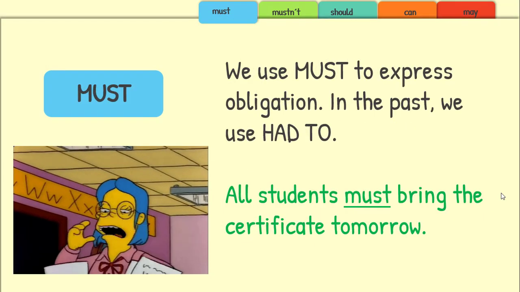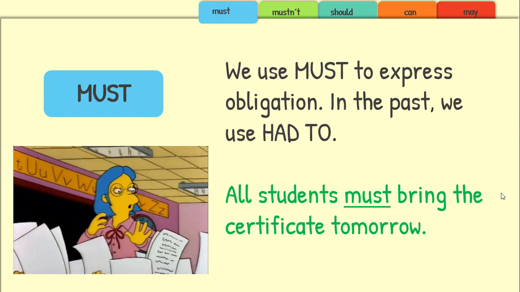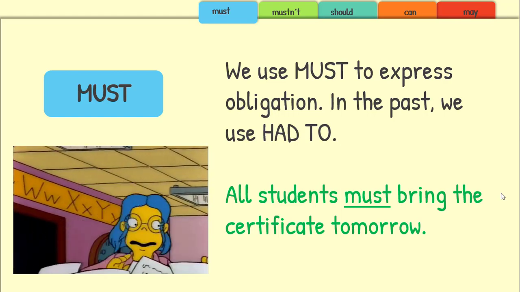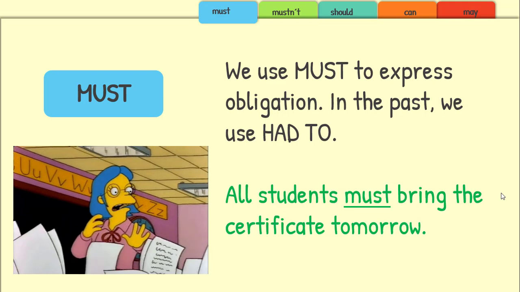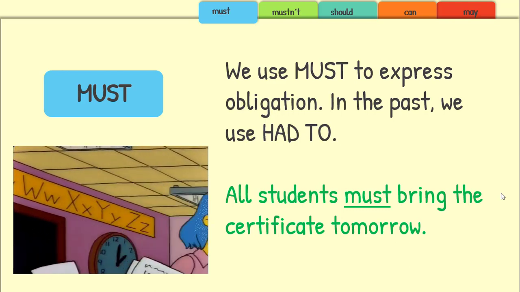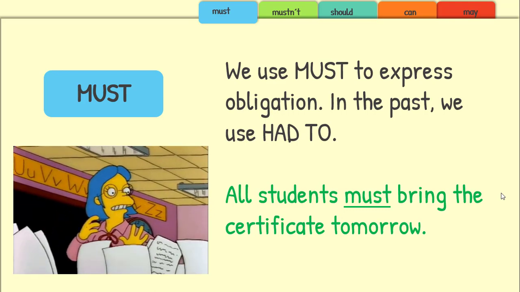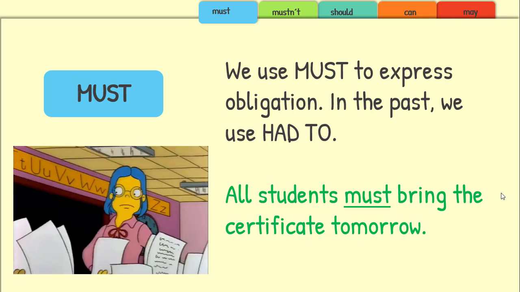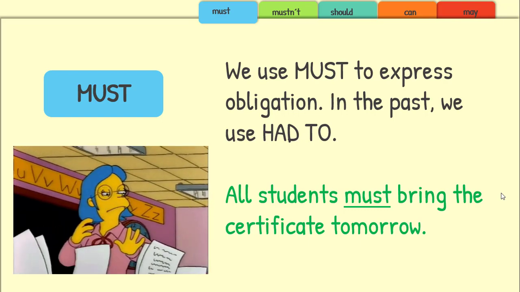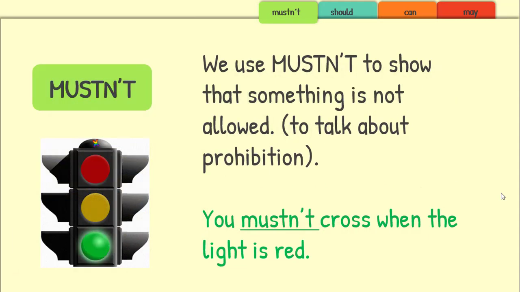We use must to express obligation. And in the past, we use had to. This is an example. All students must bring the certificate tomorrow. Now, mustn't is different because we use mustn't to show that something is not allowed. That means to talk about prohibition.